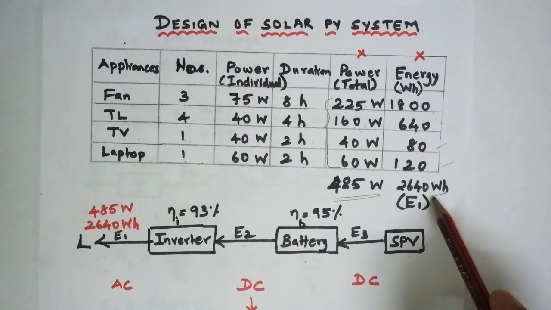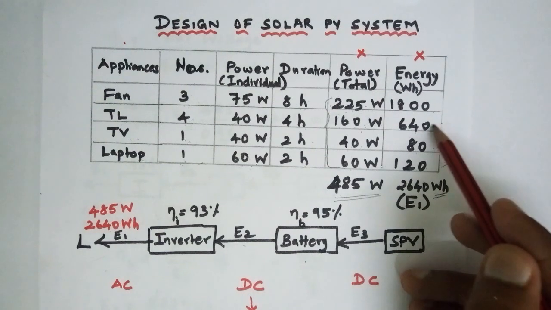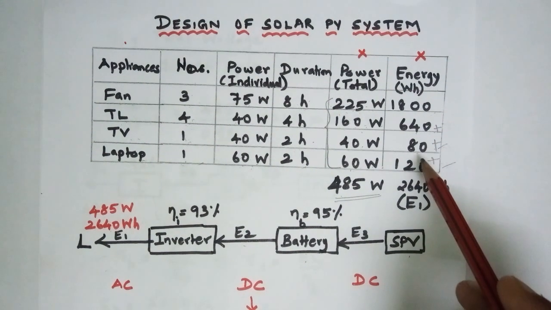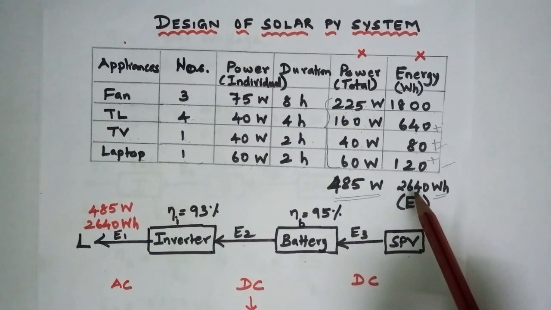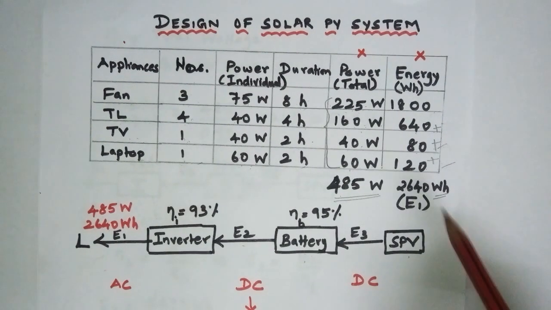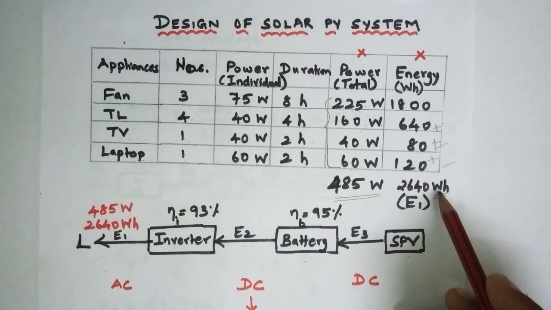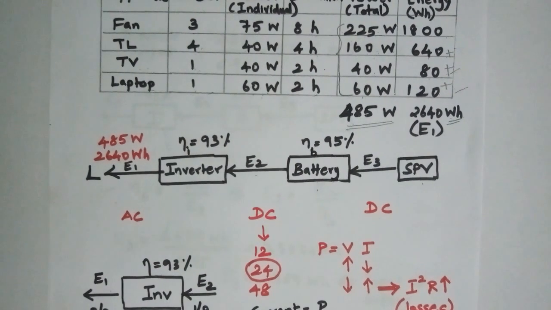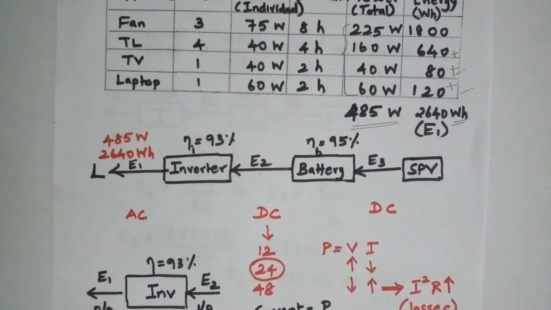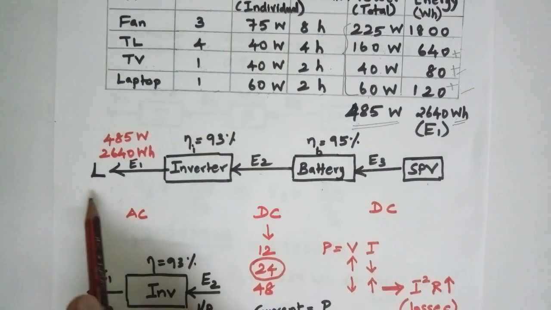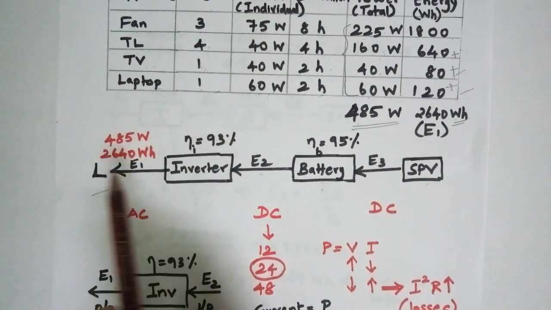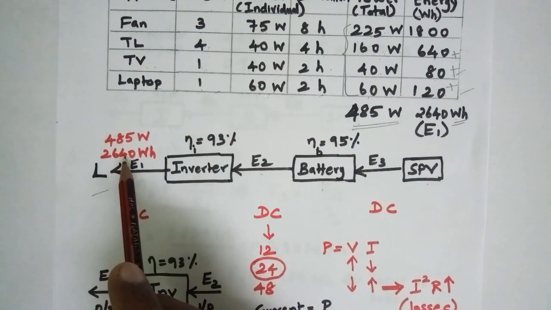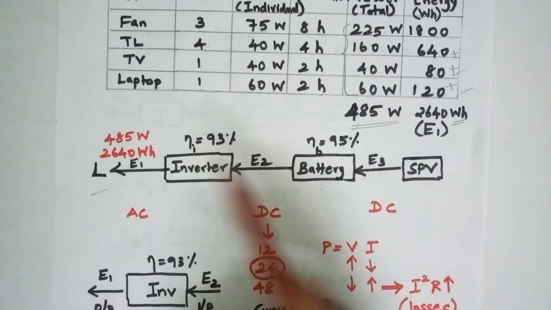Next, the energy consumption in watt hours. You have to add these 4 values: 1800 plus 640 plus 80 plus 120. So we'll be getting 2640 watt hours, WH, watt hour. So this is the load which you have to run. The total wattage is 485 watts and the energy consumption is 2640 watt hours.